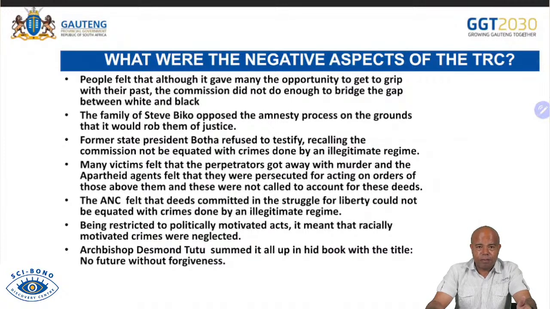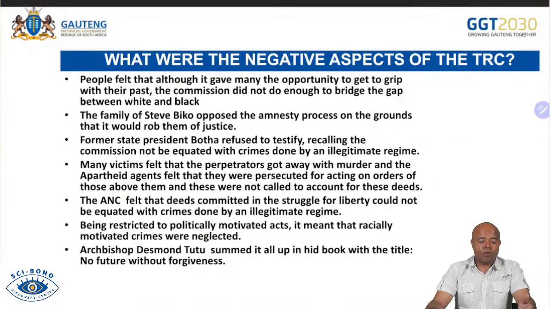was a witch hunt. Andries Triernig was one of the people that appeared, and he committed to certain crimes that he committed basically. But what transpired is that the National Party felt this was a witch hunt upon them, so that they need to pay for certain crimes. The ANC felt that the deeds that were committed were against the struggle for liberation, and could not be equated with crimes done by an illegitimate regime, basically.